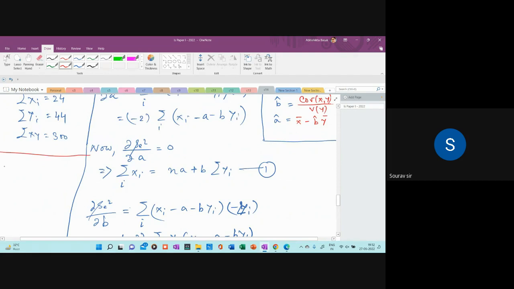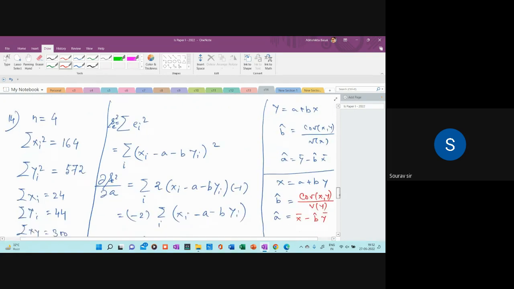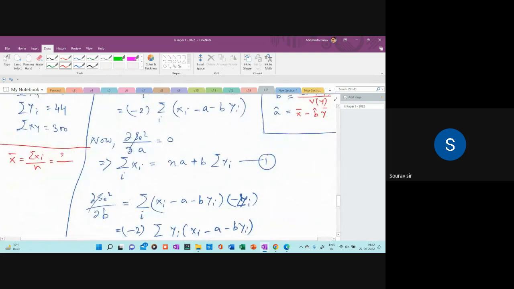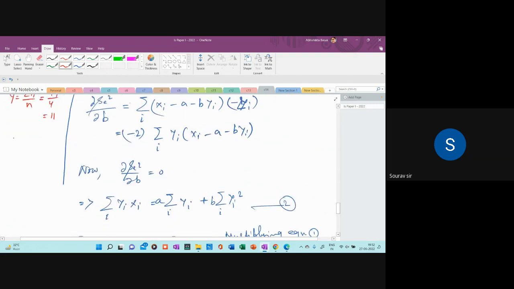So from the given data, my x bar will be summation xi by n. My n is given to be 4 and summation xi is 24. So 24 by 4, that is 6. Okay. I need my y bar, summation yi by n. Summation yi is 44. So 44 by 4, that is equal to 11. So x bar and y bar are sorted. Only I need variance of y now.